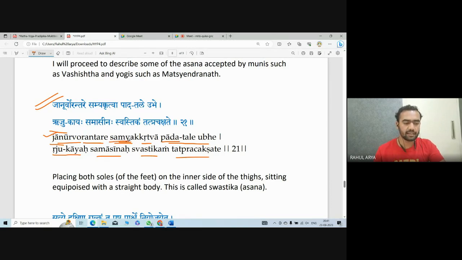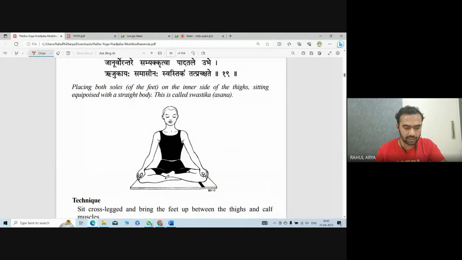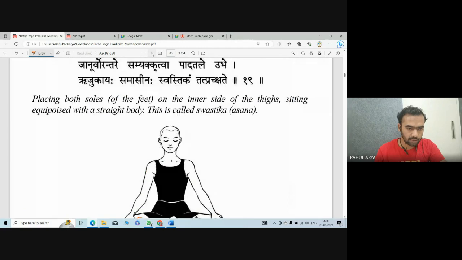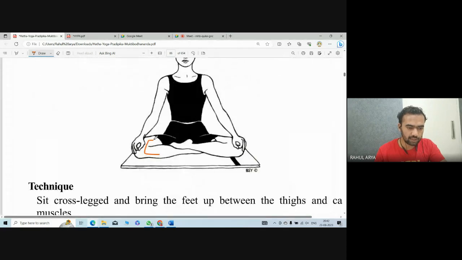Samyak means properly. We have to fit the padatal of the other leg, which means the sole of the other foot, inside the knee. How? Look here, it is one knee. I'm zooming it. Okay, it is one knee. Are you able to see the diagram?